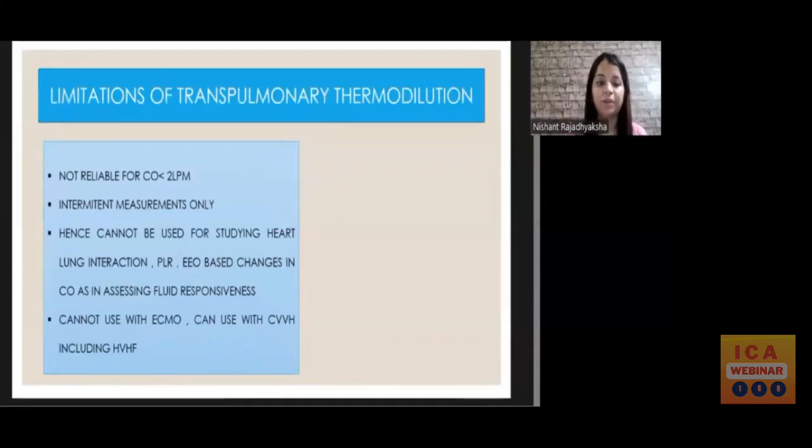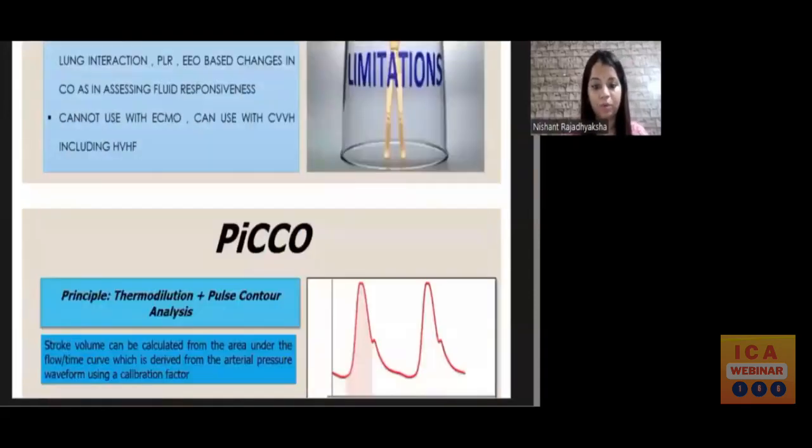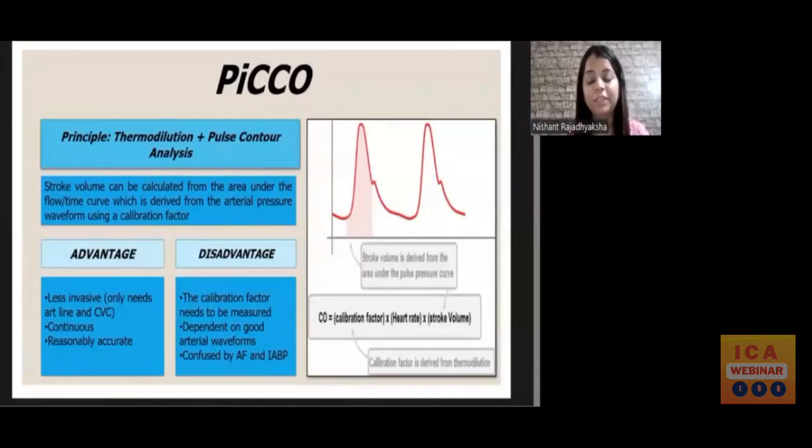Limitations for using the transpulmonary thermodilution technique: it is not reliable if cardiac output is less than 2 liters, it gives intermittent measurements only, and it cannot be used with ECMO. In the interest of time, let us quickly discuss two minimally invasive cardiac output monitors which are based on the transpulmonary thermodilution technique. In PiCCO, the stroke volume can be calculated from the area under the flow time curve, which is derived from the arterial pressure waveform using a calibration factor.